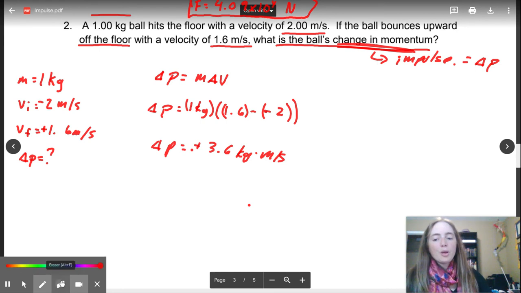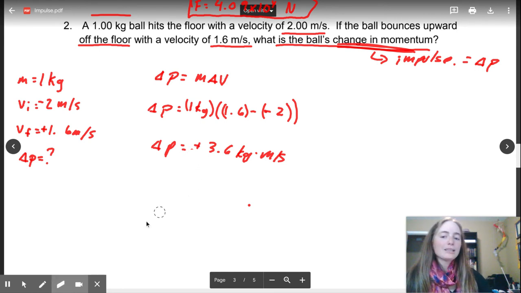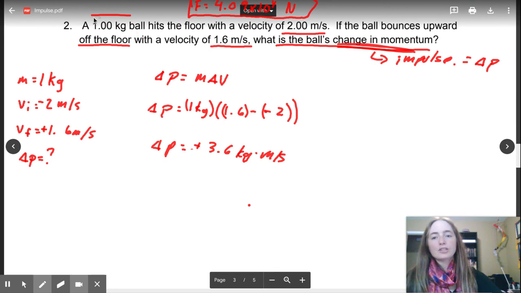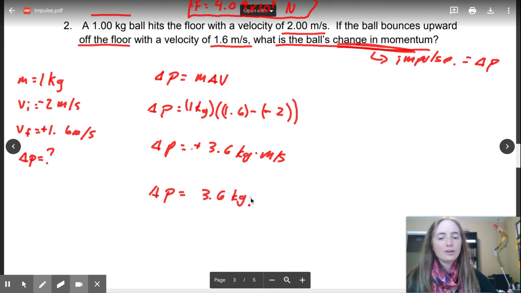Remember, what does the positive number mean with the impulse? For this question, it means up. On sig digs, we have 3 sig digs and 2, so I want 2 sig digs. So my impulse is 3.6 kilogram meters per second up.